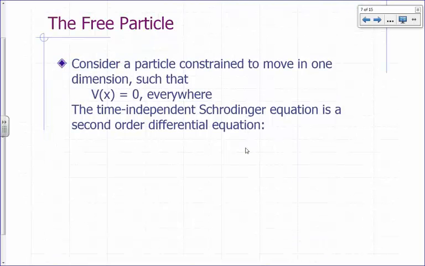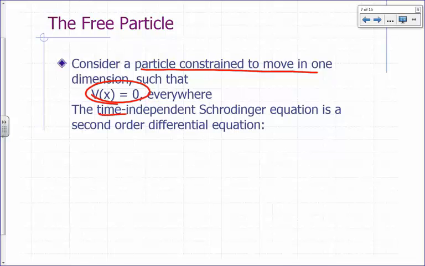So we're now ready to tackle the simplest possible problem we can deal with. We're going to look at the free particle. This is a particle that's moving in one dimension, and the potential energy is zero everywhere. That means along the x-axis, it's not experiencing any force at all, so its potential energy is constant.